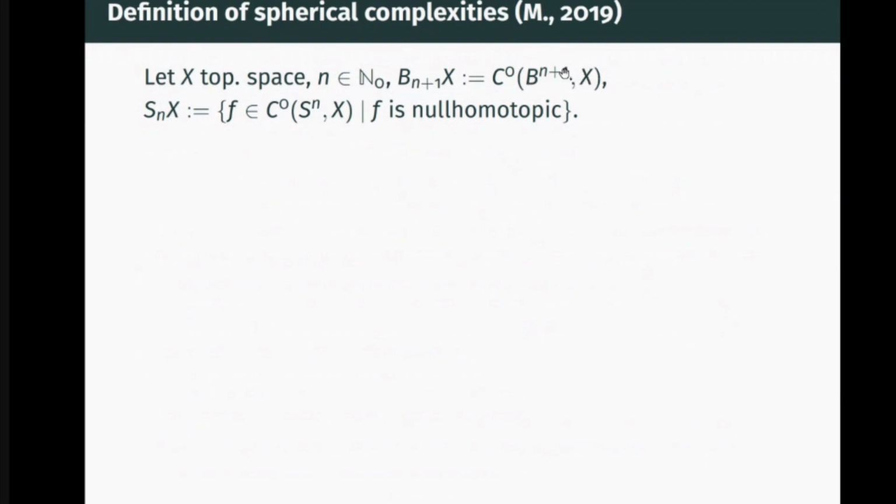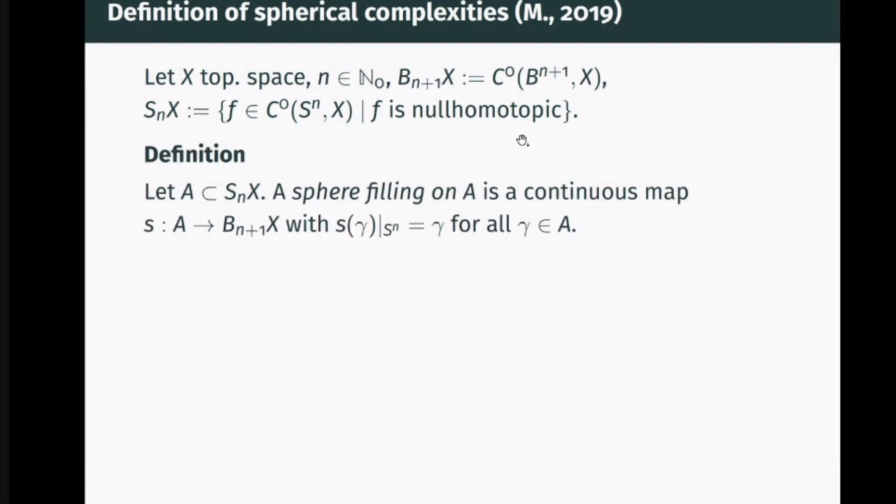And S^n(X) to be the space of n-spheres in X, but only those which are null homotopic. And spaces which are null homotopic, this is basically the same as saying that maps from spheres can be filled by maps from balls. For every map which is null homotopic, you can find a map from the ball to X, which restricts to this map on the boundary. And this is now the starting point of it.